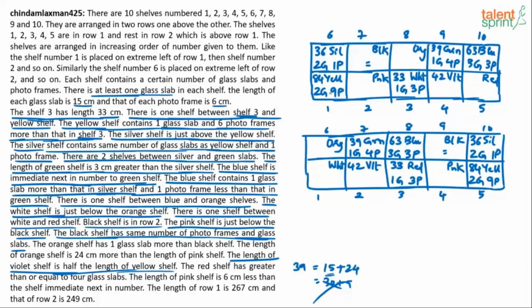Length is half, but number of glass slabs and photo frames cannot be half, right? We cannot say one glass slab and 4.5 photo frames. It's not possible, right? One glass slab is fine, but what do you mean by 4.5 photo frames? Photo frames are always an integer. So now try to break 42 logically.